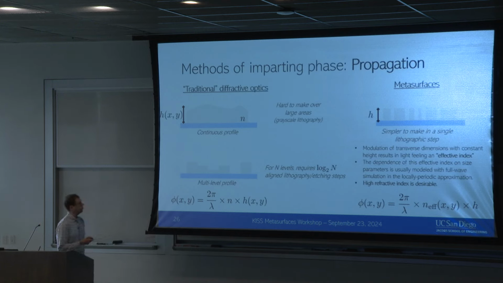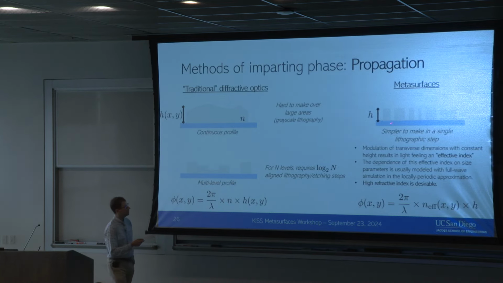Way number one is just simple propagation. People have been doing this for a very long time. In traditional diffractive optics, that would be by having some continuous height profile of some refractive index media. Of course, this is usually very hard to make, although the JPL people who are very good at grayscale lithography would disagree with me there. But the more common way is to make a multi-level diffractive optical element and have n discrete levels, which would require base 2 log of n aligned lithography and etching steps. And then the phase you impart is just 2 pi over lambda times n times the height. And of course, you have this 1 over lambda dependence in the phase.